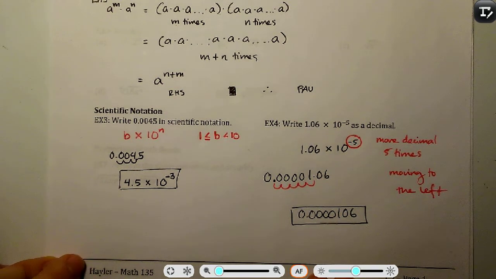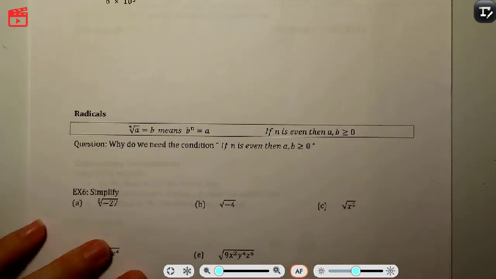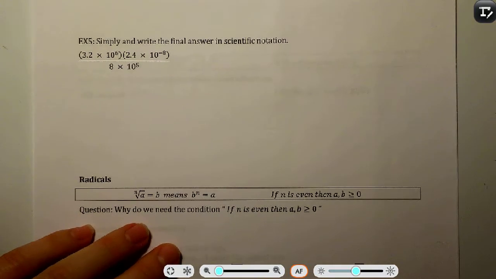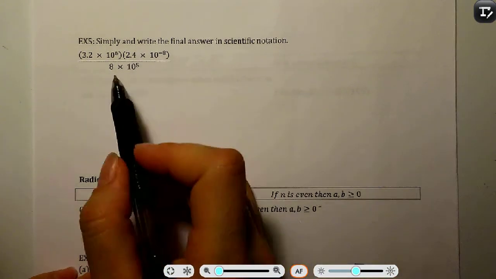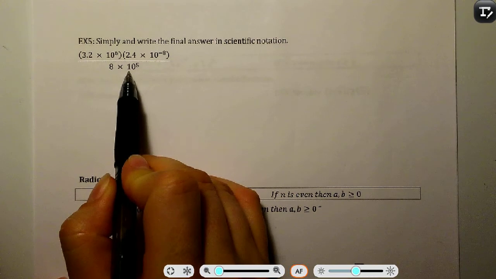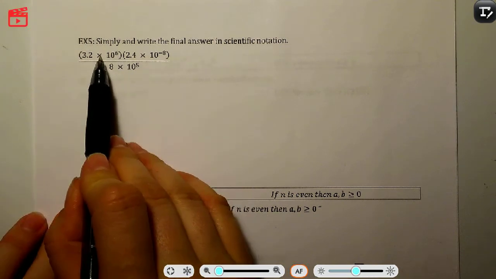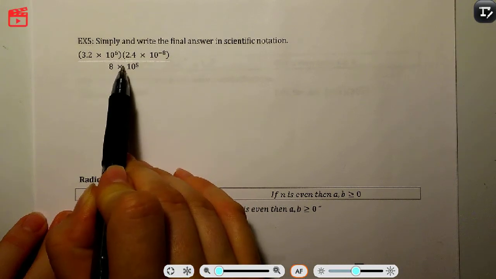Okay, that was page 1. Let's go ahead and look at page 2. Example 5. Simplify and write the final answer in scientific notation. Let's take a look at this. I have 3 scientific notation numbers. One thing to remember, that's a times symbol, that's a times symbol, and that's a times symbol. Those are not the variable x.